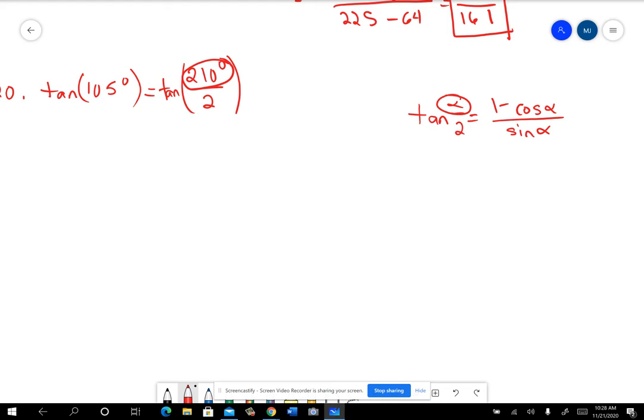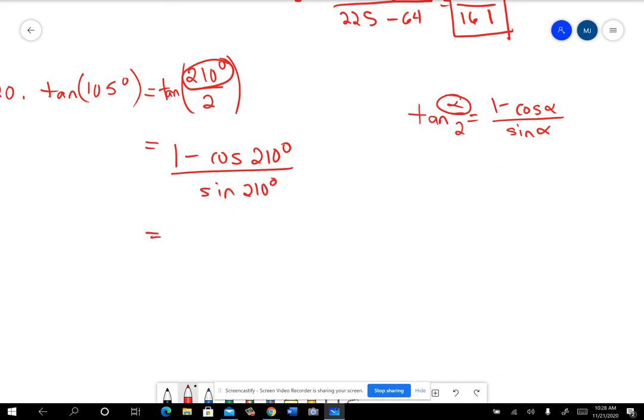All right, so you're going to use the formula now with the alpha. The alpha is the 210. You're just going to use the formula with the 210 going where the alpha is supposed to go. So you're going to do 1 minus cosine 210 over sine of 210.